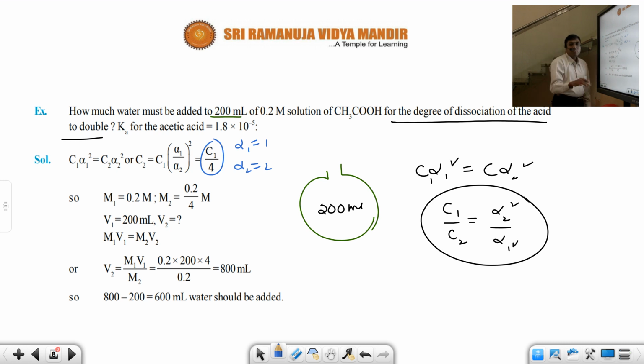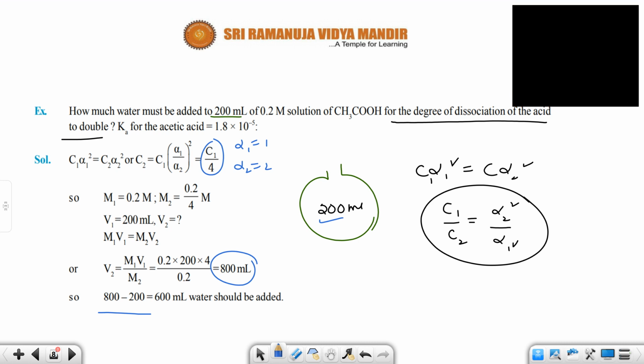Now before dilution or after dilution, what is the formula? M1V1 is equal to M2V2. M1V1 is before dilution and M2V2 is after dilution. So from that you get the V2 value. V2 value is 800, but already 200 ml is there. So the remaining 600 you add. 800 minus 200 is 600 ml water must be added.